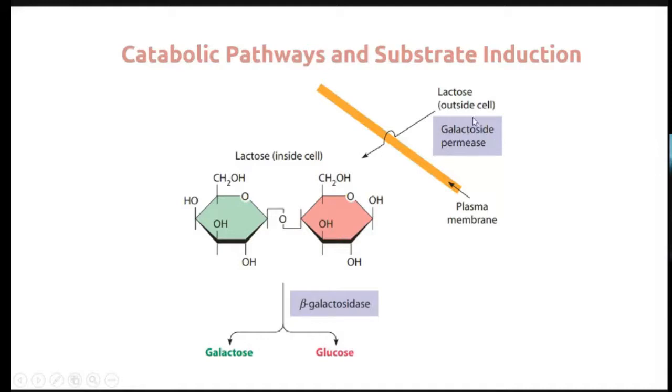So, galactoside permease, remember this protein, it allows the lactose to move from outside to inside of the cell. And once nasa loob na ng cell yung lactose mo, yung enzyme na nag-act upon your lactose mo ngayon ay yung tinatawag mong substrate, and yung enzyme na nag-act upon lactose is your beta-galactosidase.